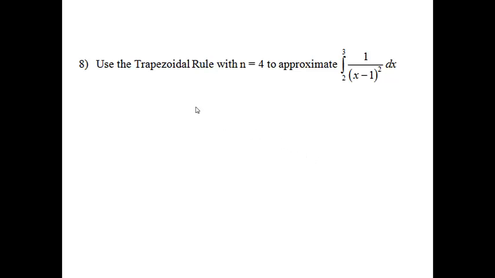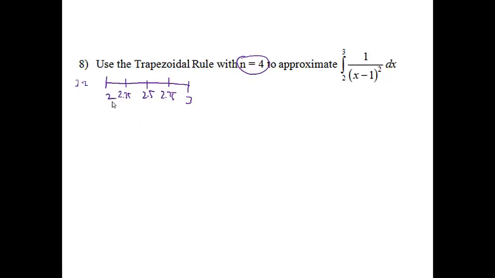Problem 8. Use the trapezoidal rule with n equals 4 to approximate the integral from 2 to 3 of 1 over x minus 1 squared dx. All right, first thing I like to do is let's go from 2 to 3, and we have n equals 4. So if I'm covering just one space, 3 minus 2 is 1, and I need to split it into 4 parts, I'm going to go by 0.25s or 1/4. So this will be 2.25, 2.5, 2.75, and then 3.